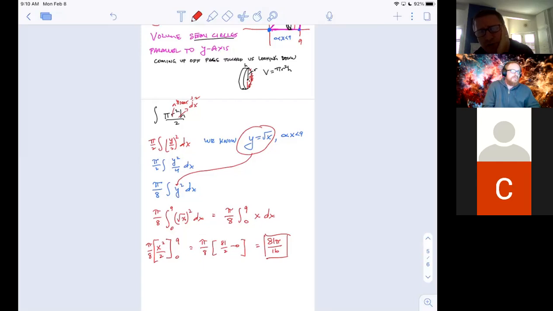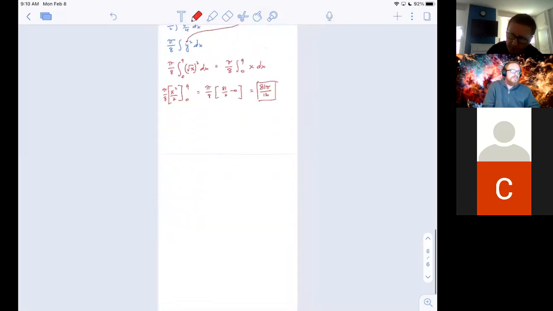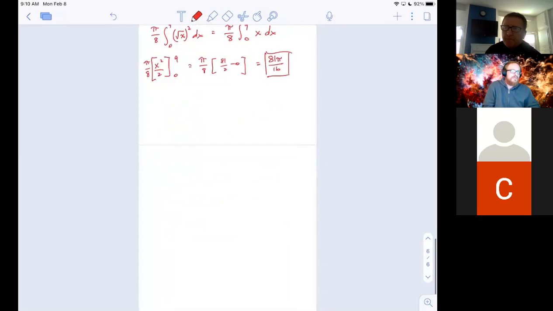Let's do one more example. Let's do something even cooler that's related to the last problem. I'm making up my own language for this, but it's volume by spinning. This is much easier for me to draw. Let me show you what I mean.